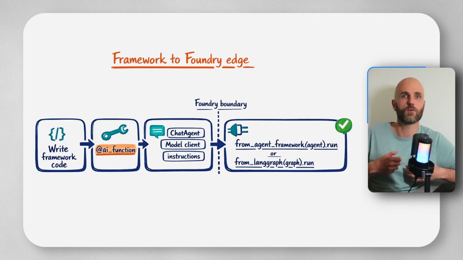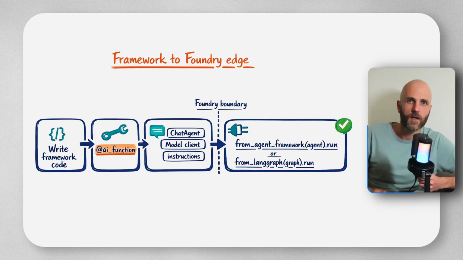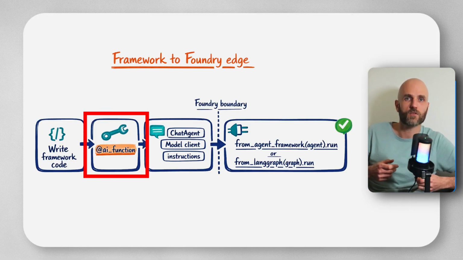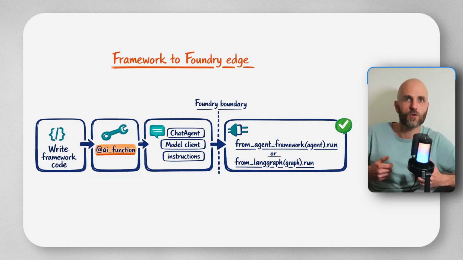So say I'm using Microsoft Agent Framework in Python. I write a Python function that does something useful, maybe get the time, call an API, or run a calculation. I decorate it with @ai_function so the model can call it like a tool. Then I create a chat agent with a model client, my instructions, and that function included as a tool. And up to this point, none of this is Foundry-specific, it's just regular code.